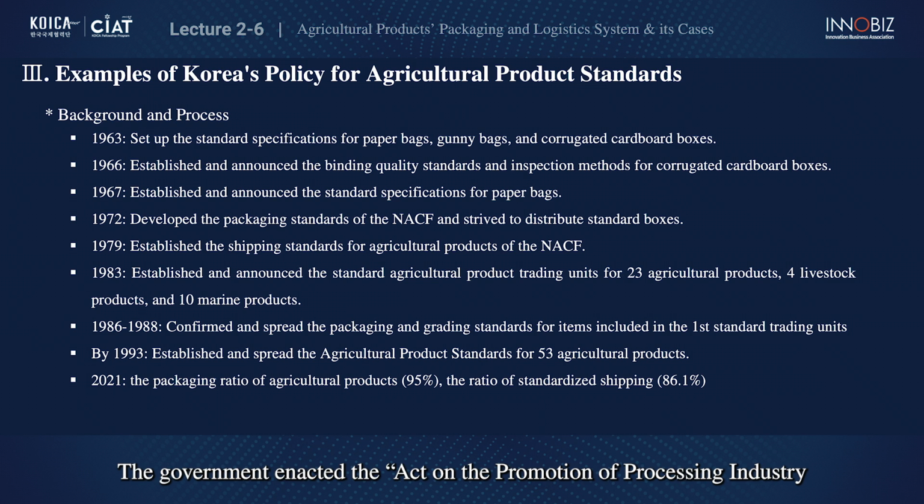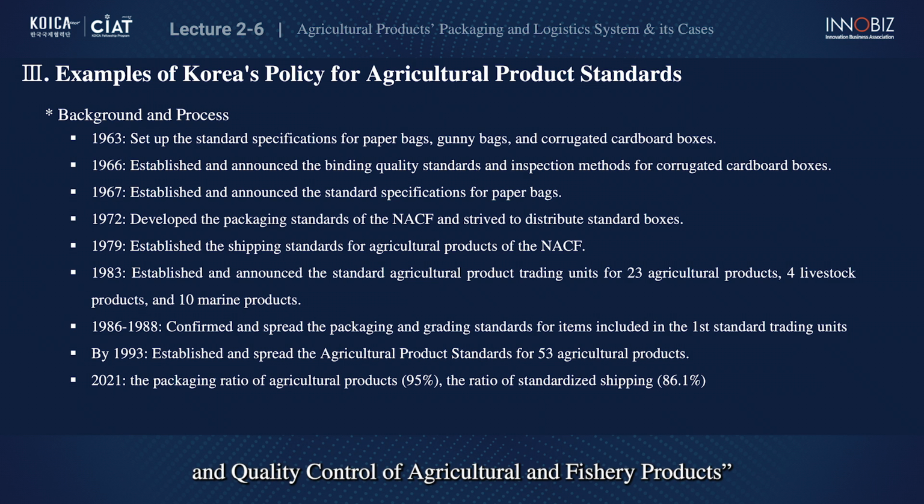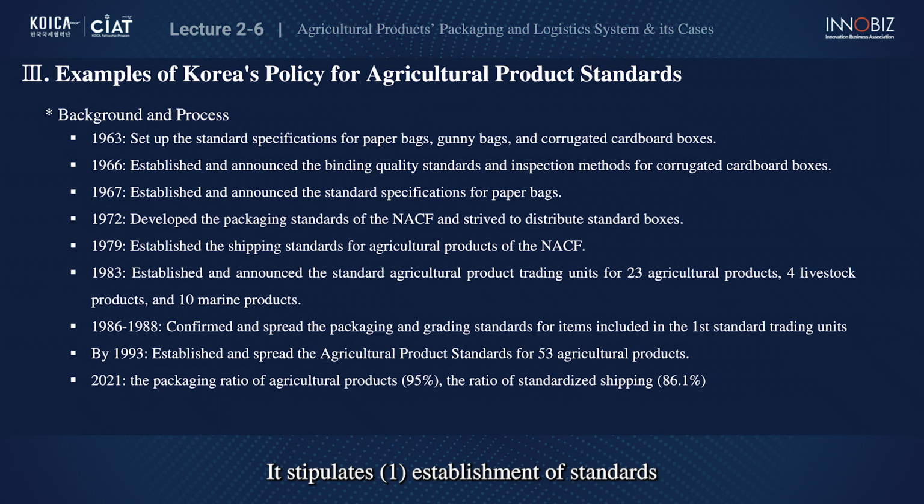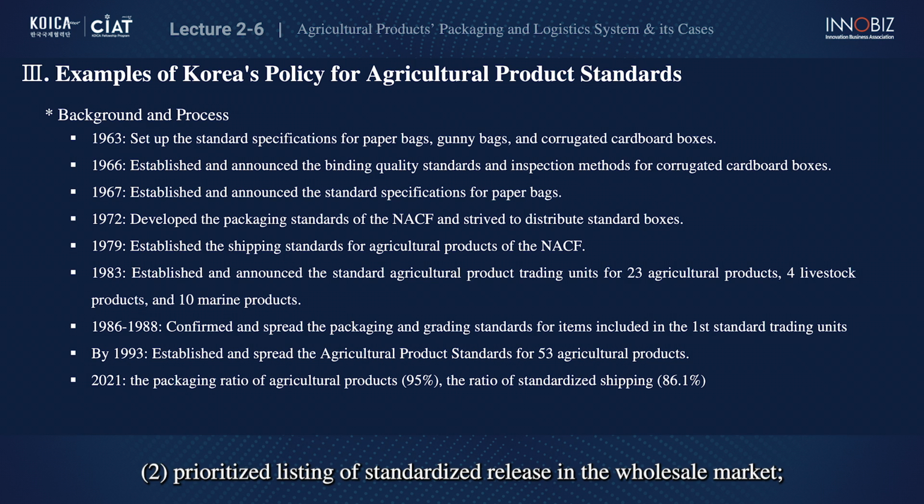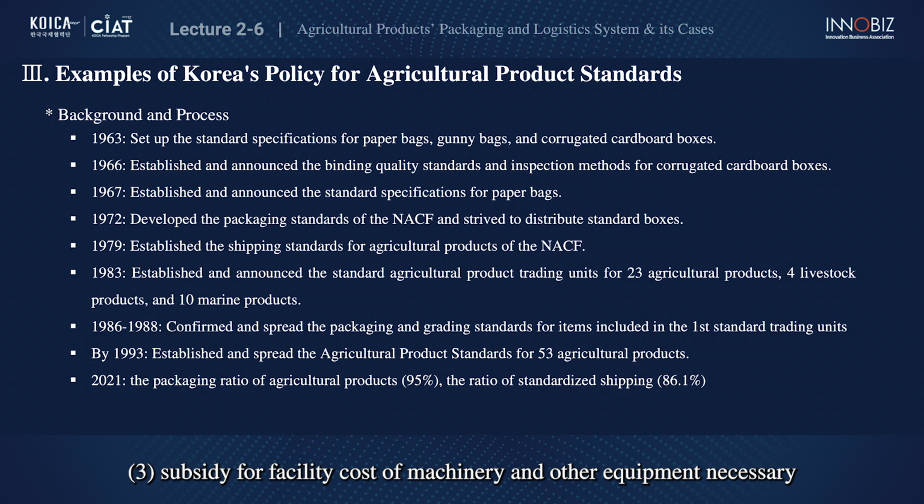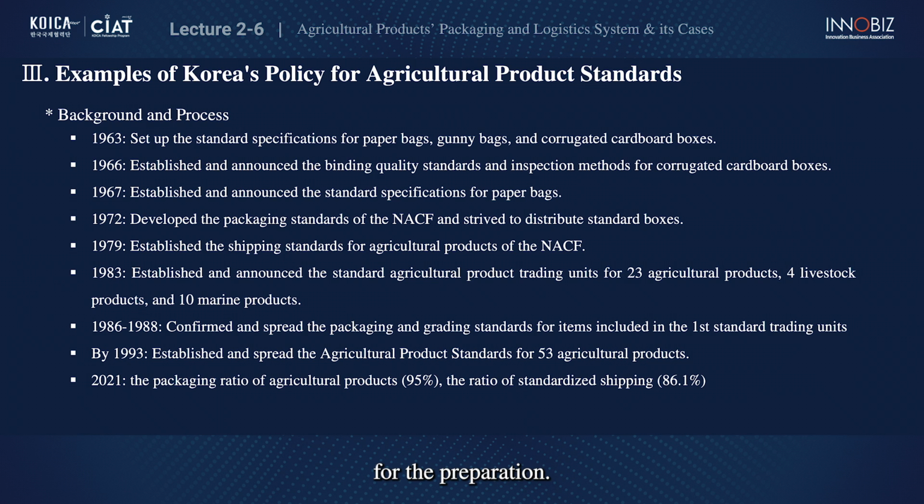The government enacted the Act on the Promotion of Processing Industry and Quality Control of Agriculture and Fishery Products on June 11, 1993, and prepared the legal basis to promote standardization. It stipulates establishment of standards to improve the marketability of agriculture and fishery products and distribution efficiency and to realize fair trade. Prioritize listing of standardized release in the wholesale market. Subsidy for facility cost of machinery and other equipment necessary for the preparation, processing, and sorting of agriculture and fishery products, and subsidy for packaging material cost.